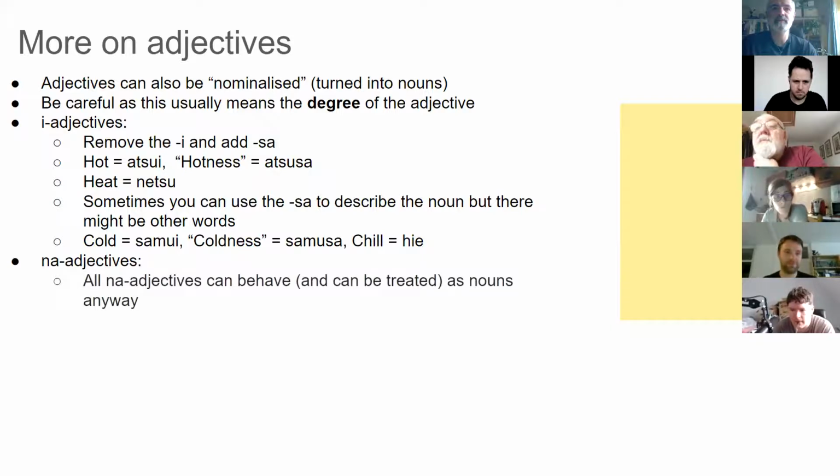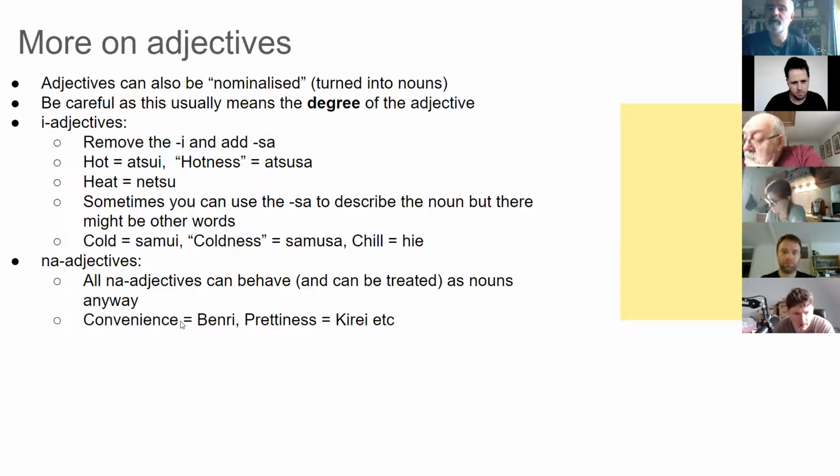For na adjectives, well, actually, na adjectives are nouns or can be treated as nouns as far as we're concerned, so you don't have to do anything with them. For example, benri doesn't mean convenient, it means convenience, so this is already nominalized. Kirei doesn't mean pretty or beautiful, it means prettiness or beauty, so we don't need to nominalize this, it's already nominalized for us.